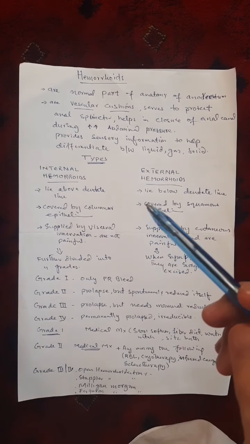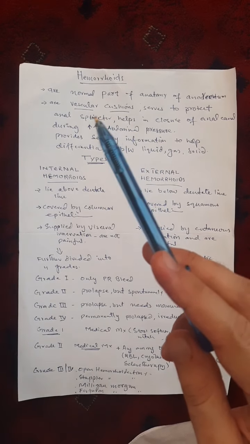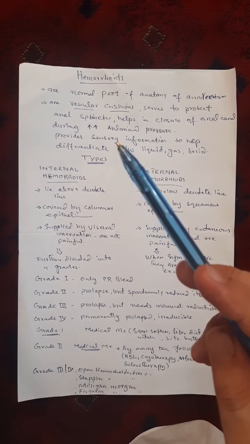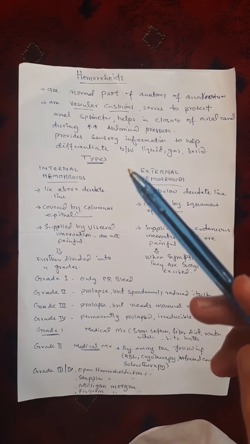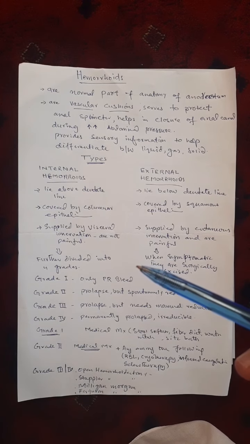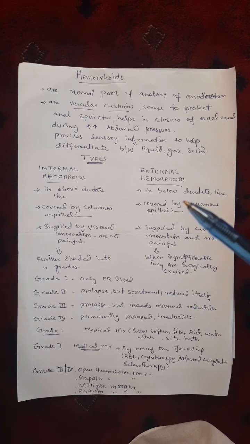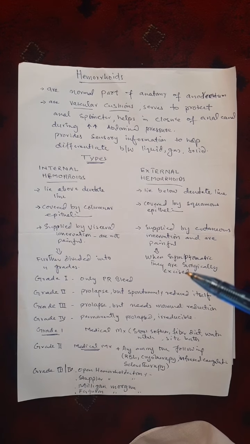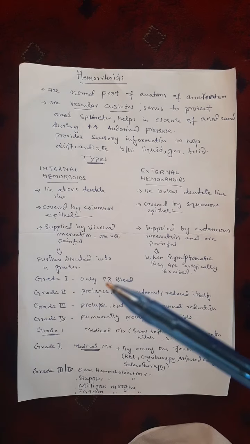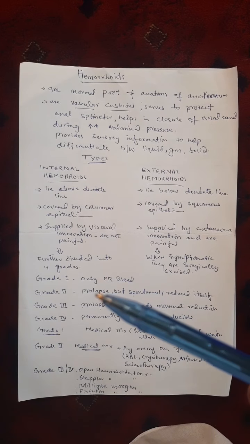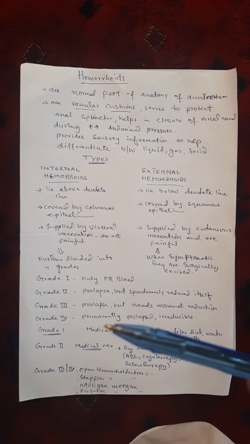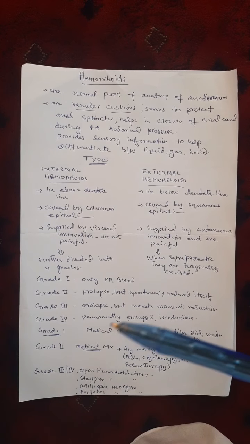So every human does have these vascular cushions, but normally we do not call them hemorrhoids. When do we call it hemorrhoids? When these vascular cushions become enlarged, engorged, and cause symptoms to the patient, then we call these hemorrhoids. So when they are external hemorrhoids and they become symptomatic, then they are surgically excised, while internal hemorrhoids are further divided into four grades, and depending on which grade the hemorrhoids are, we treat them differently.